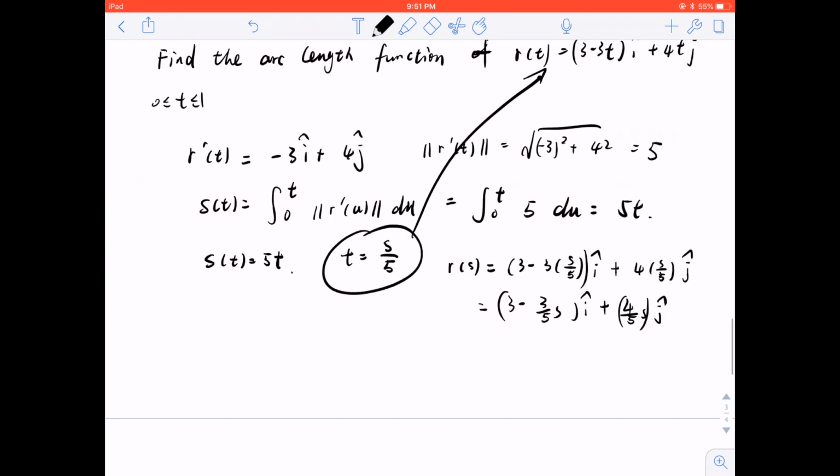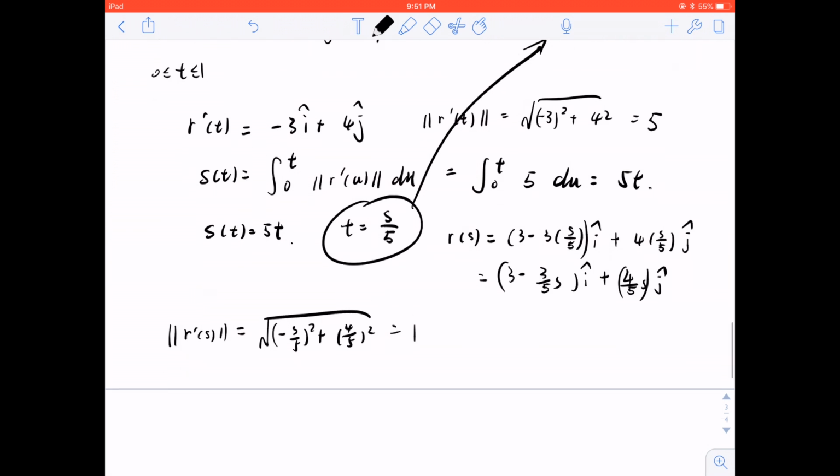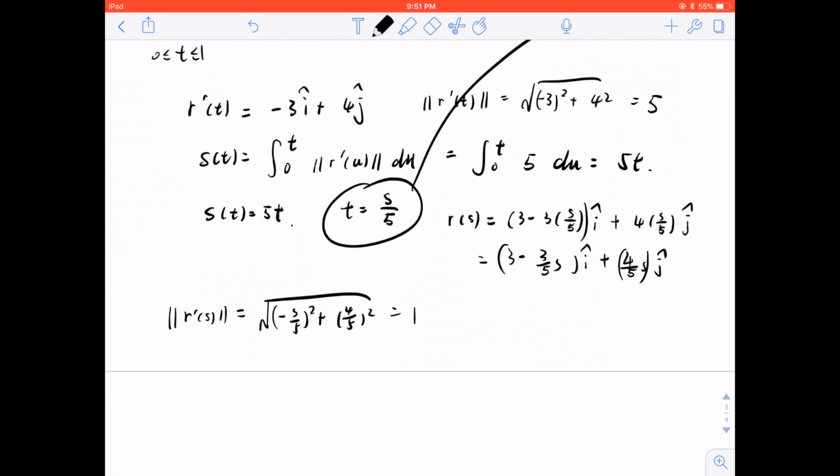The reason why we rewrite is that if you actually try to find the magnitude of the derivative of r(s), you're going to get the square root of (-3/5) squared plus (4/5) squared, and that's amazingly 1. And this is not a single case. Actually, when you write r(s) every time, the magnitude of its derivative is always going to be 1.